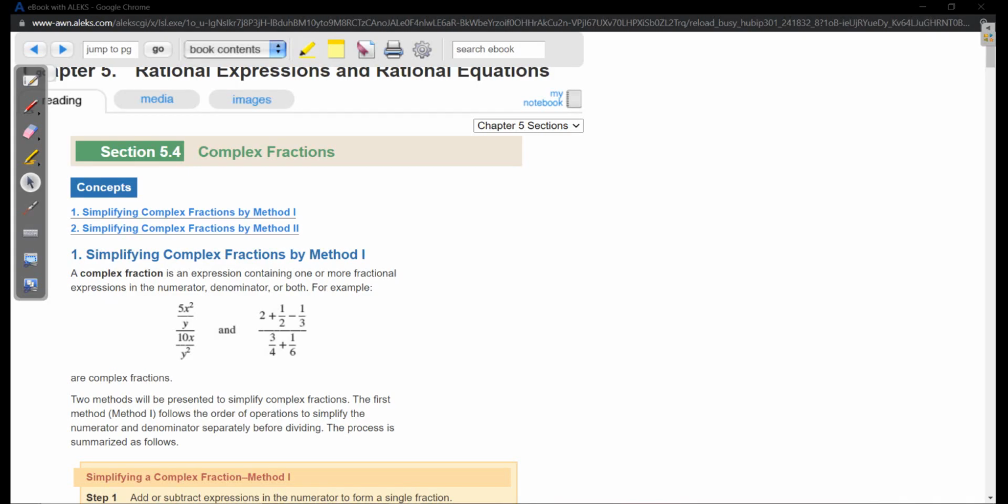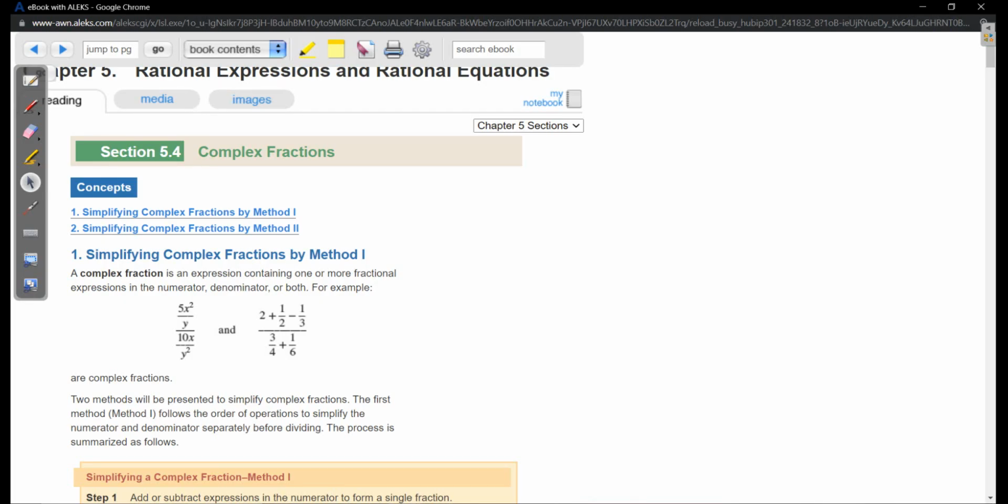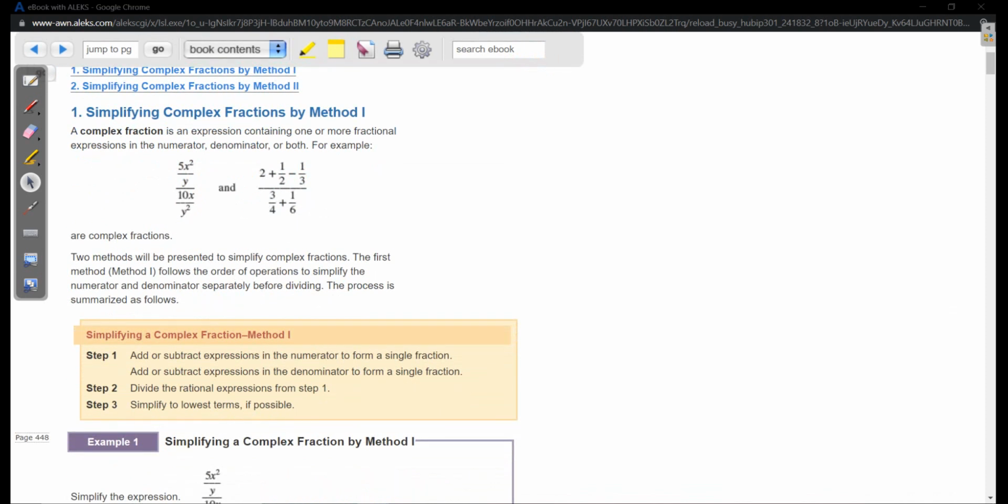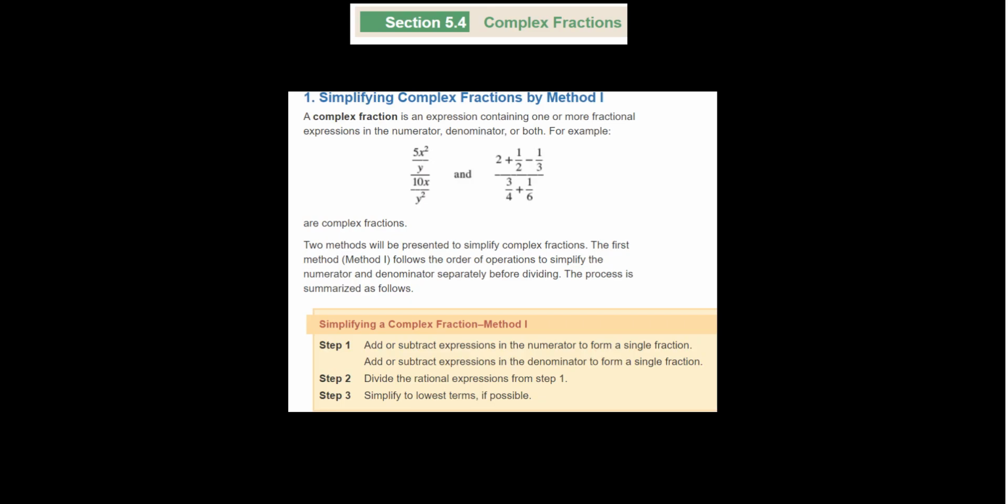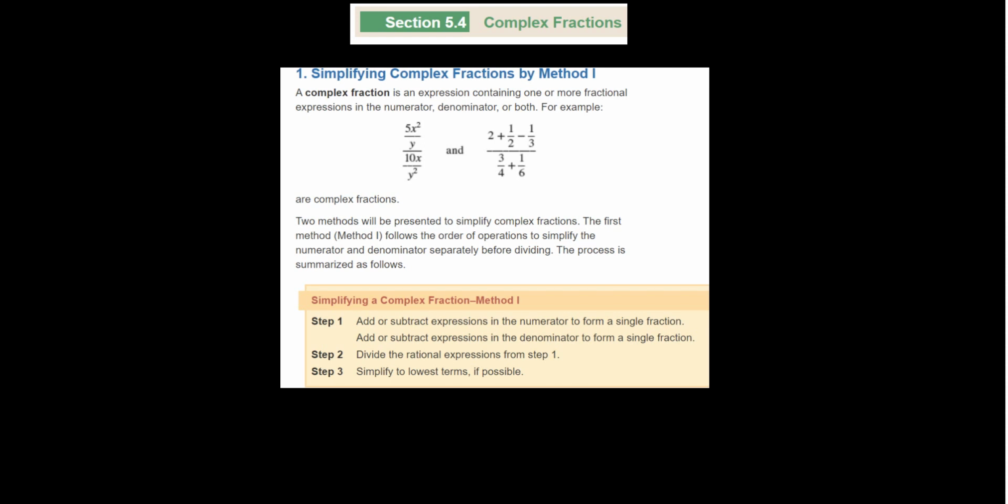Okay, today we're talking about Chapter 5, Section 4, Complex Fractions. Alright, nothing is ever good when we put the word complex in front of it, huh? I agree. So, a complex fraction is an expression containing one or more fractional expressions in the numerator, denominator, or both.